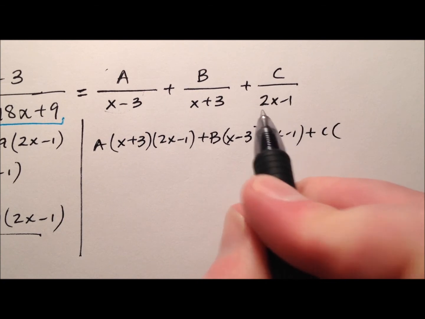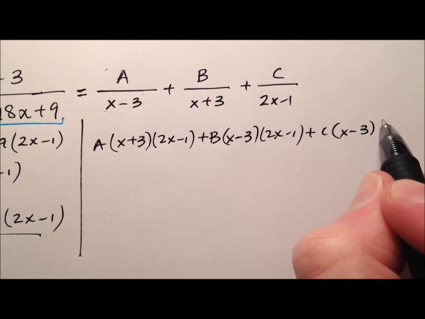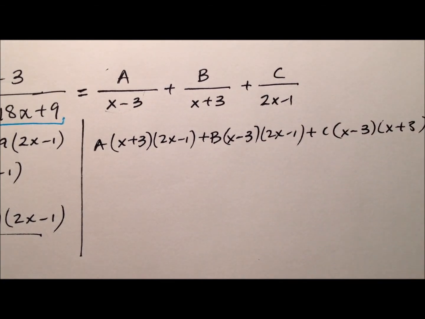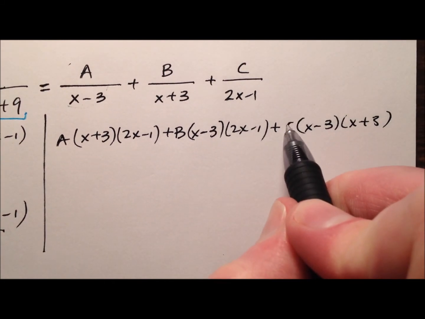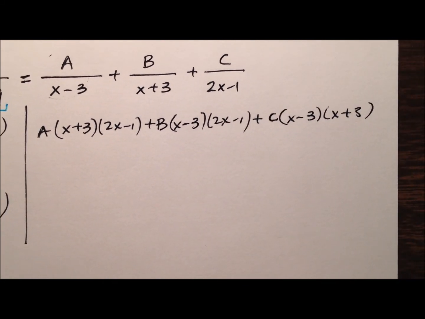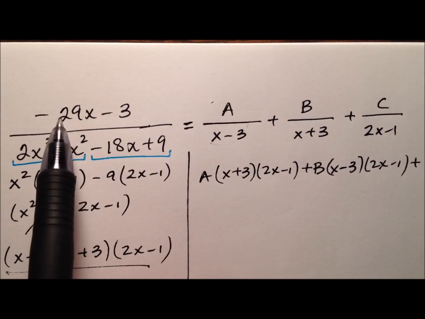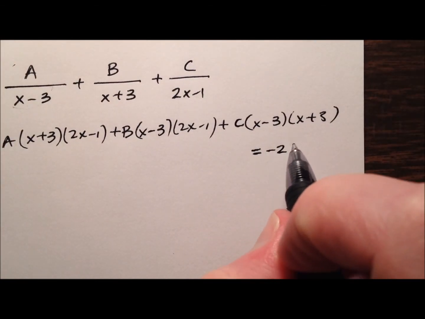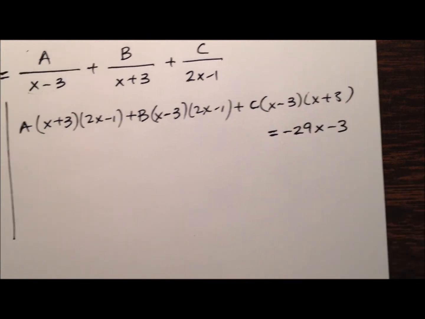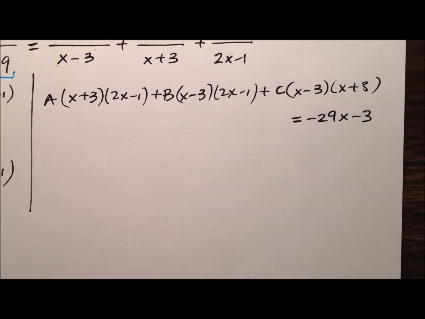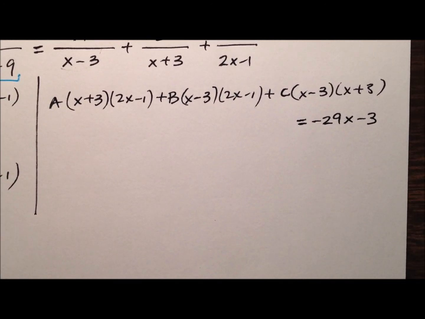And then what's this one missing? Well, the x minus 3 and the x plus 3. Okay, so this seems pretty long here. That's okay. And again, this equals, and I'll just put it down here, this equals our numerator, which was negative 29x minus 3. Okay. So I don't have room to put it all in one line, but that's okay. We'll kind of do what we need to do anyway.